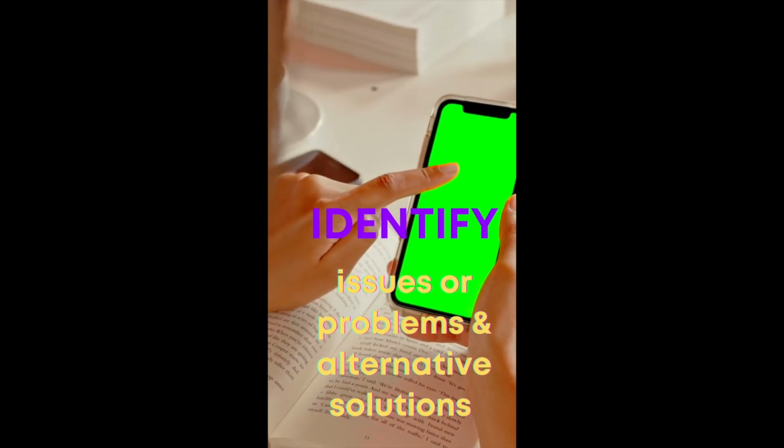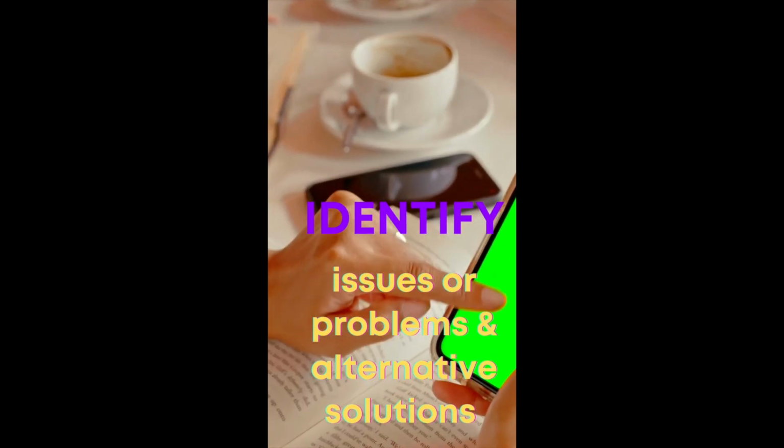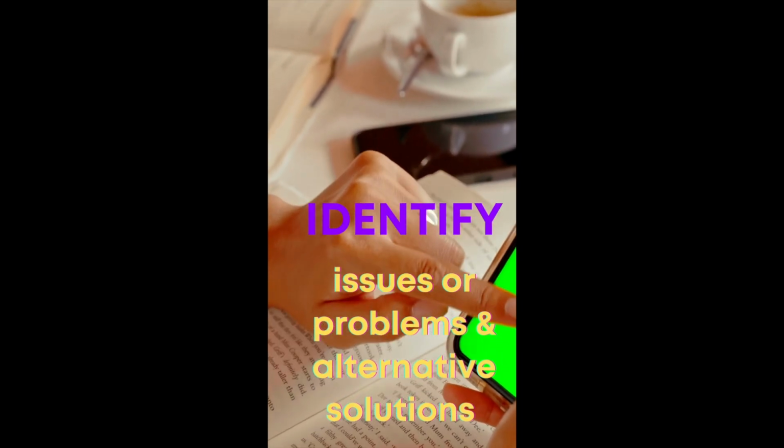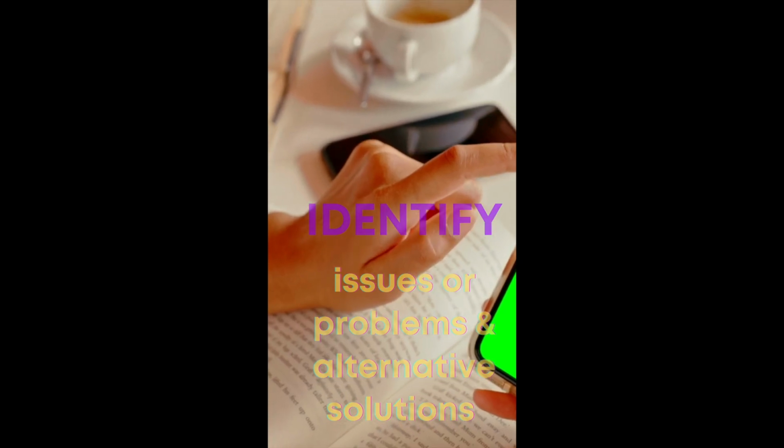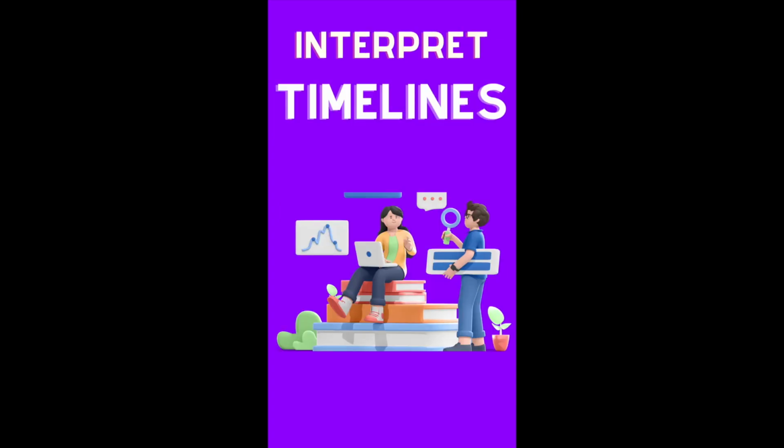Then we have identifying issues or problems and alternative solutions for those problems. So problem solving, think of things like scarcity or supply and demand, not having enough clean water. What can we do? Identifying and using primary and secondary resources, things like biographies or speeches, articles, books, documentaries.